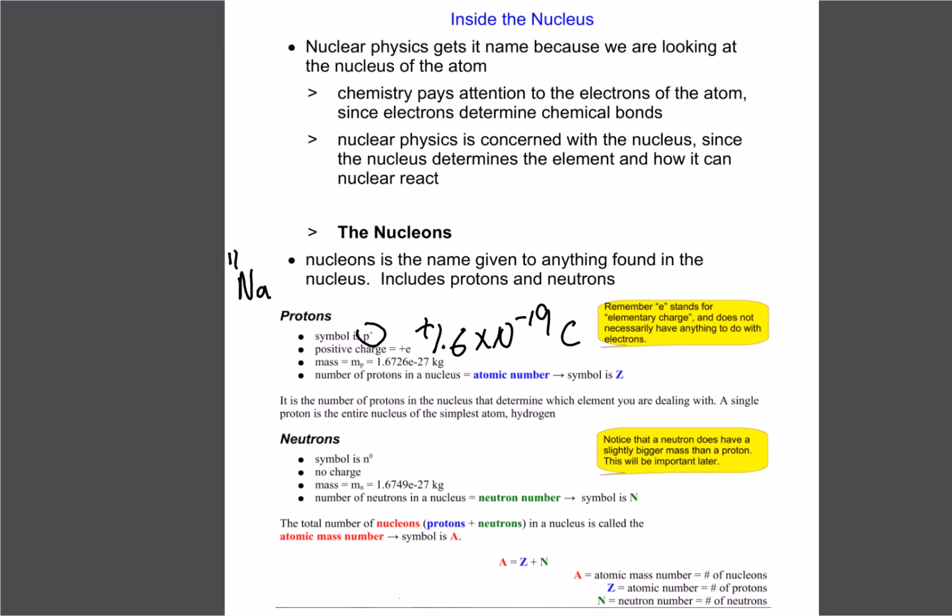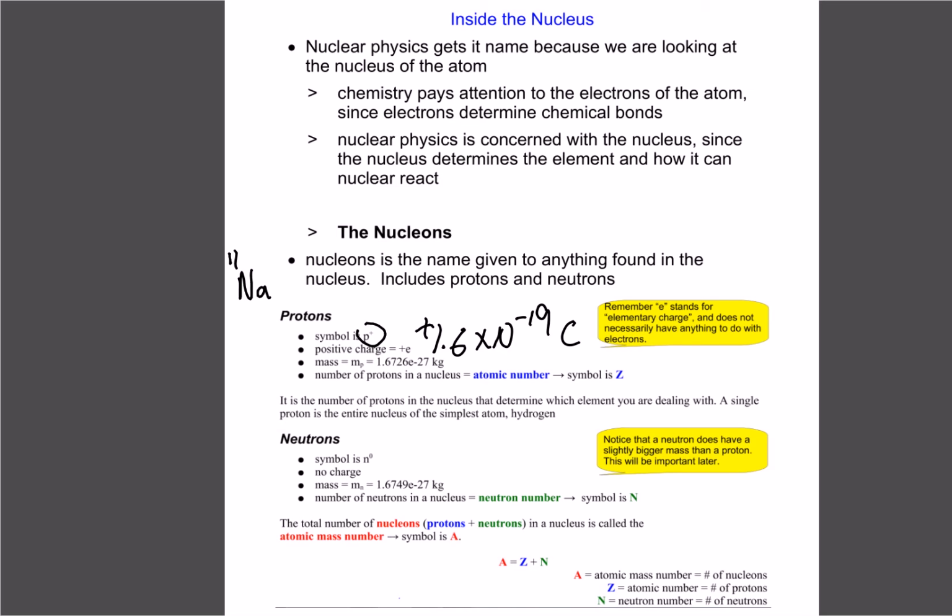And then neutrons are the other particles. They're neutral. They have no charge. The mass is almost the same as a proton, just slightly bigger. And the total number of neutrons added to the total number of protons gives us the atomic mass number.